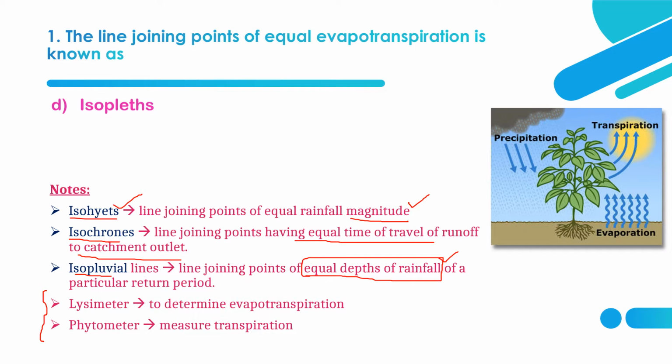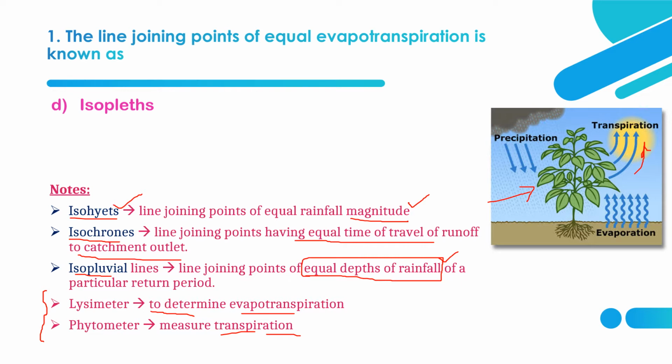A lysimeter is a device used to determine evapotranspiration, and a phytometer is a device used to determine transpiration. And what is actually transpiration? Transpiration is the process by which water leaves the body of a living plant. So here you can see in this diagram, water exhausts from the leaves of a living plant and reaches the atmosphere. That is called transpiration.